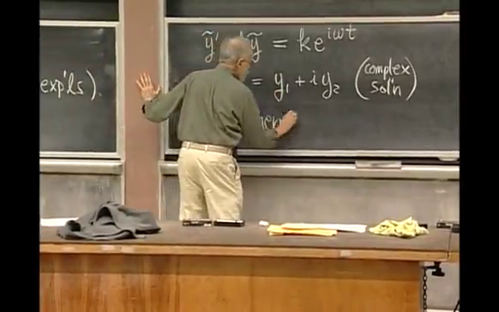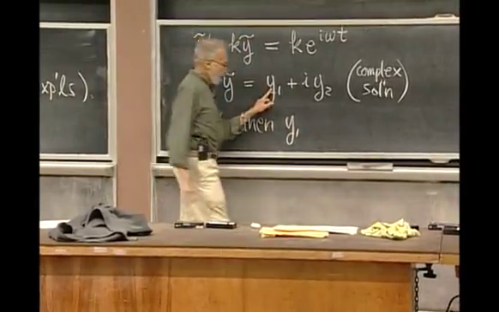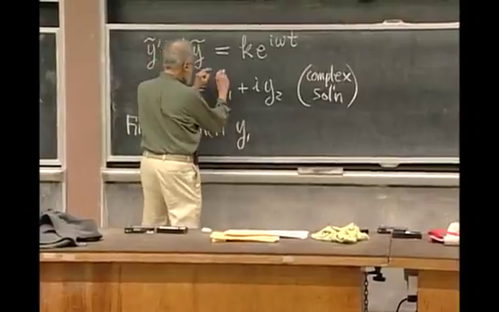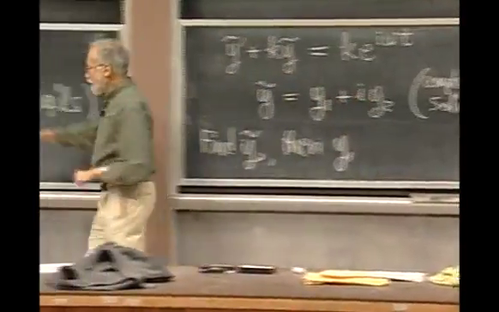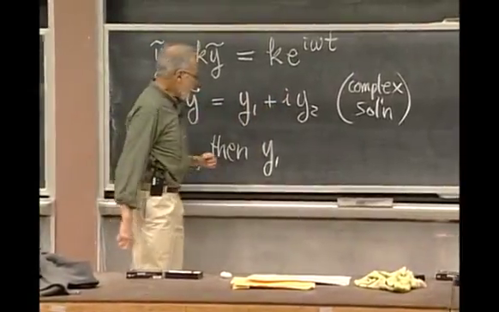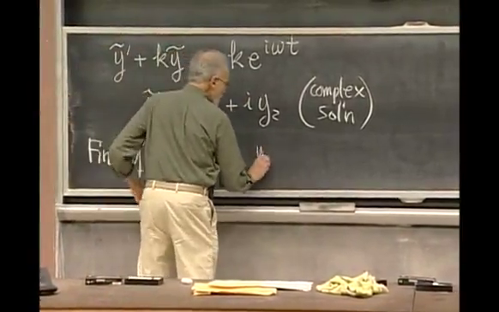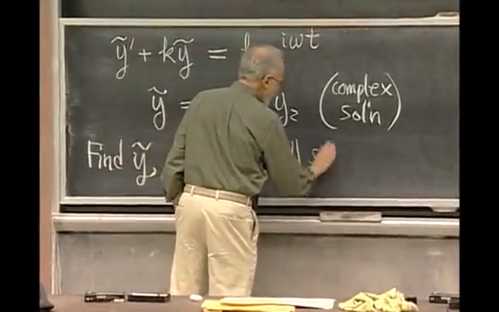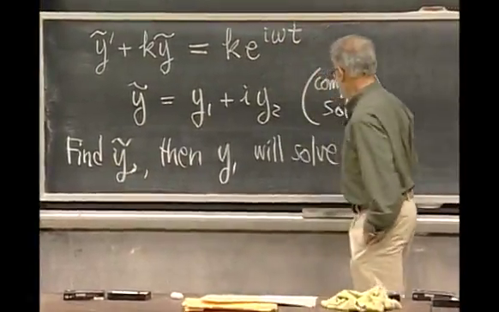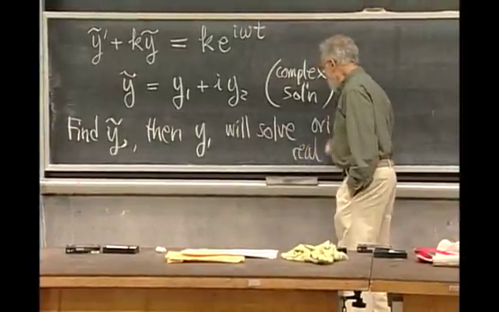Then y1, that's the real part of it, right? It's a function, like this is cosine plus sine. As it was over here, it'll naturally be something different, but that part of it, the real part, will solve the original problem, the original real ODE.